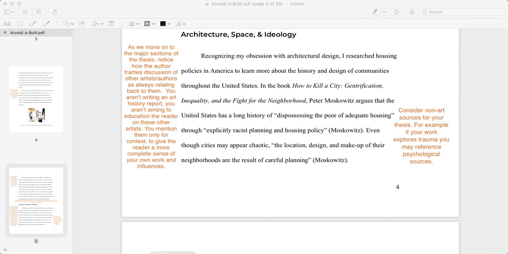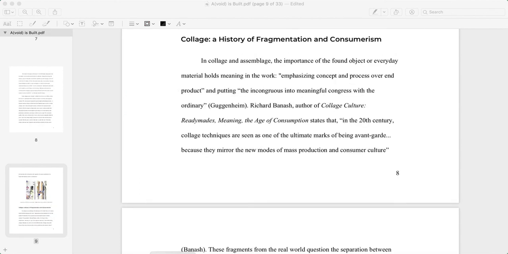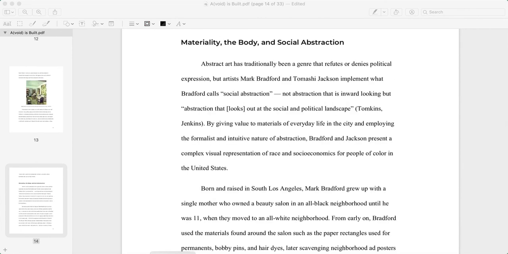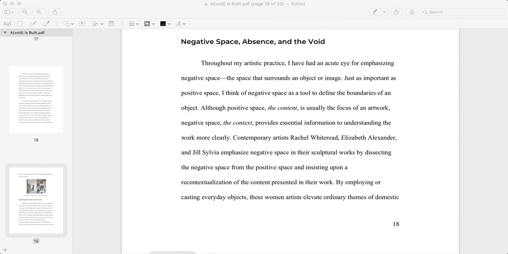You may have sections that help the reader understand the content or the subject of your work. Another section that discusses your medium, also your materials and process. You have sections discussing more abstract themes of your work. And you may have multiple sections about themes, or you may have multiple sections about process and materials if you're more of a process-based artist.